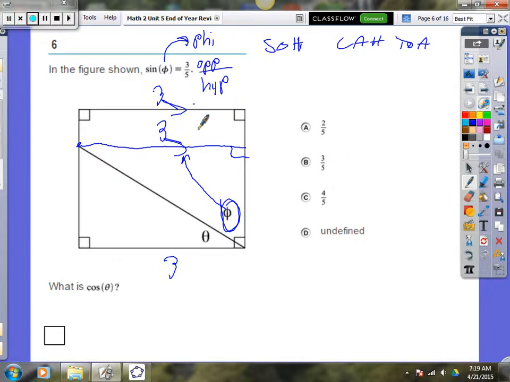And then the hypotenuse, that's opposite the 90. So my hypotenuse is right here. That is 5. And this is a Pythagorean triple, the most famous Pythagorean triple.